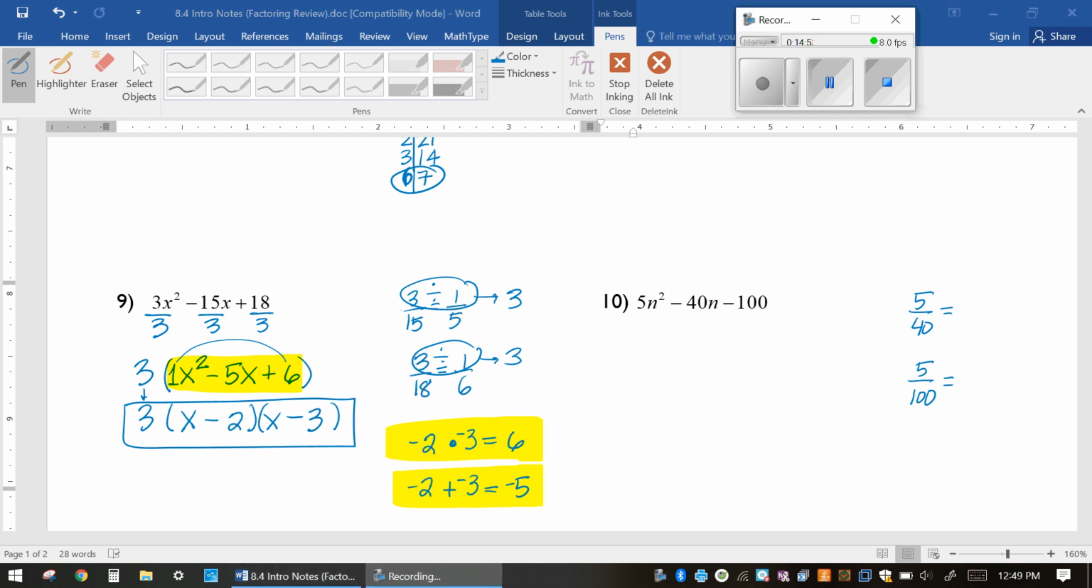Okay. Hopefully you did not pick 1 and 6. 1 and 6, no matter what combination of positives and negatives you use, will not work. It has to be -2 and -3 that multiply to +6, and -2 plus -3 that add to -5.